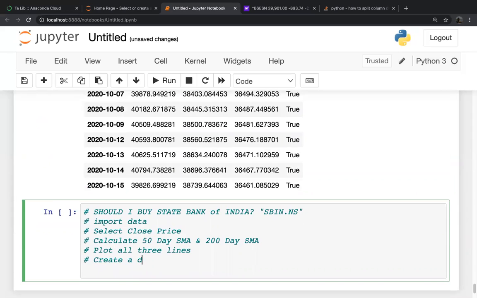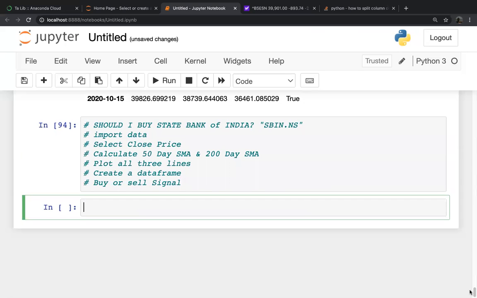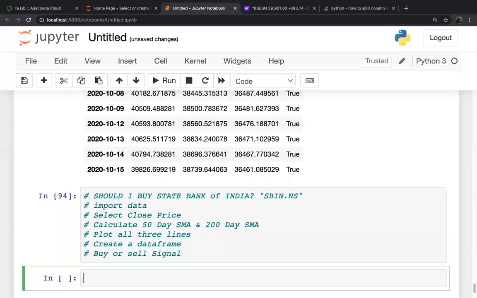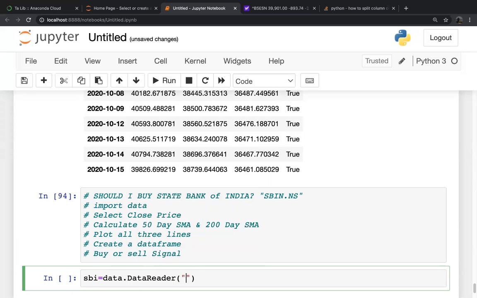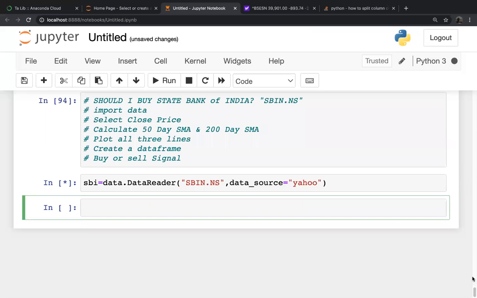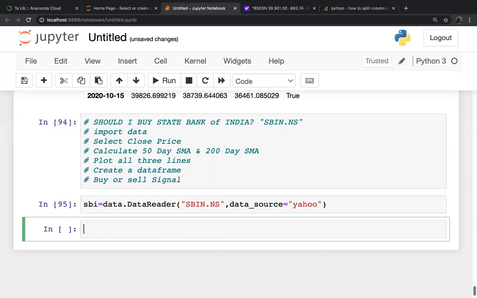Then create a data frame. Do this. So we already have the data reader, right? So SBI is equal to data.DataReader, open bracket, quotes, SBIN.NS, comma, data_source is equal to Yahoo. This will give you the State Bank of India data. Okay, do this. This is your State Bank of India data. Now, once you have downloaded data, select the close price. Try this.